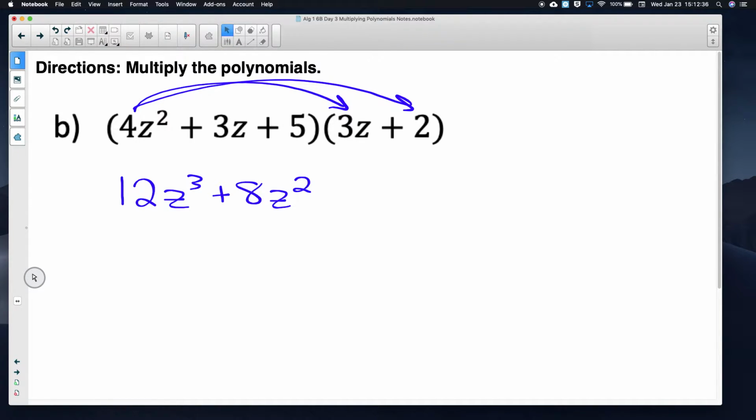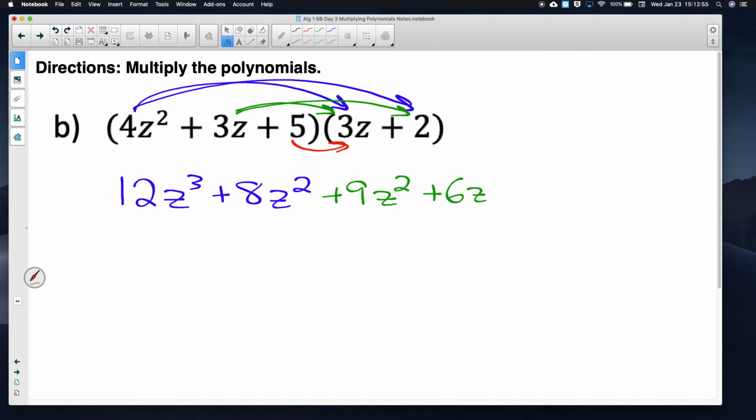So now I need to take the 3z and distribute it. So I got 3z times 3z, which is going to give me plus 9z squared. And I got 3z times 2, which is going to give me plus 6z. And then last but not least, I need to distribute the 5. So I've got 5 times 3z, which is going to give me plus 15z. And I have 5 times 2, which is going to give me plus 10.